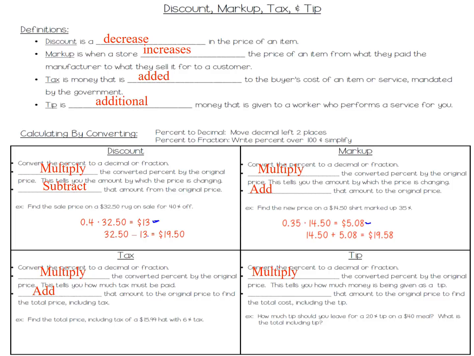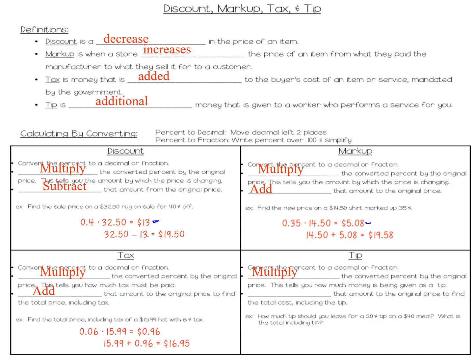Look at the example. Find the total price including tax of a $15.99 hat with a 6% sales tax. So we got to change that 6% sales tax to a decimal. That is not 60%, people. Move it over 2 places. That will give you 0.06 times $15.99. That will give you 96 cents. And we got to add that to $15.99 and you get $16.95.